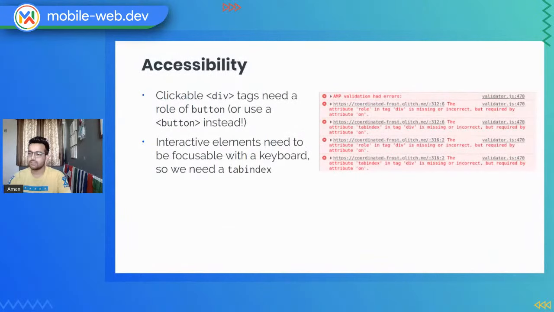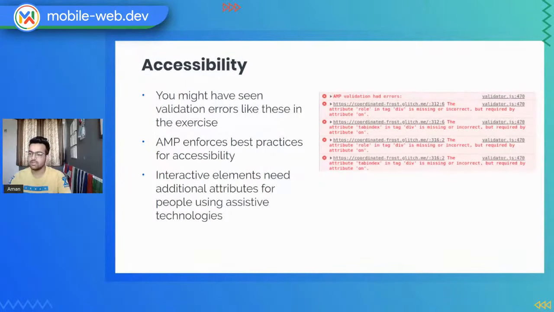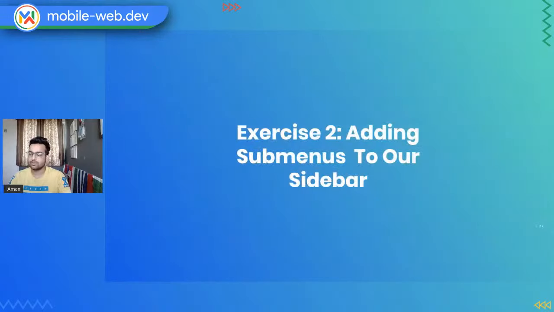The other thing is that there is no interactive element from the keyboard. So these are the accessibility issues that you will see. And there is a workaround and a solution for everything. So you can go through the validator again and solve these issues.